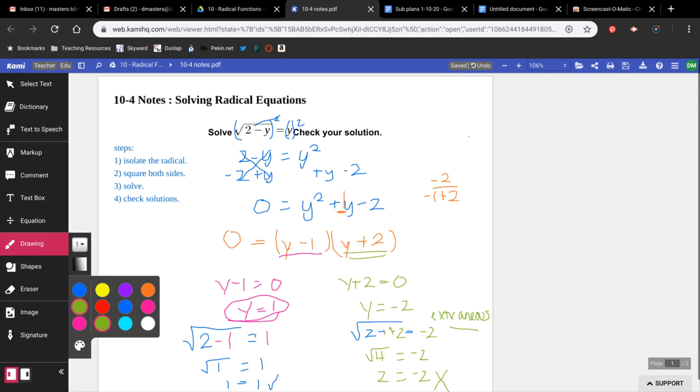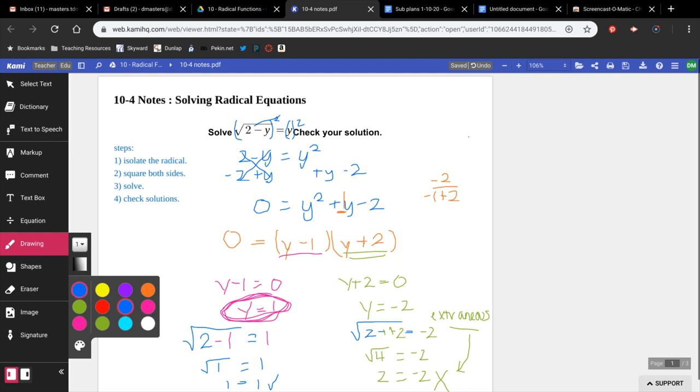Extraneous solution. And so what it just means is that number didn't work out when we checked it. So our only true solution here is right over here, so that y equals 1. That is our only solution to this equation. So again, check the steps.